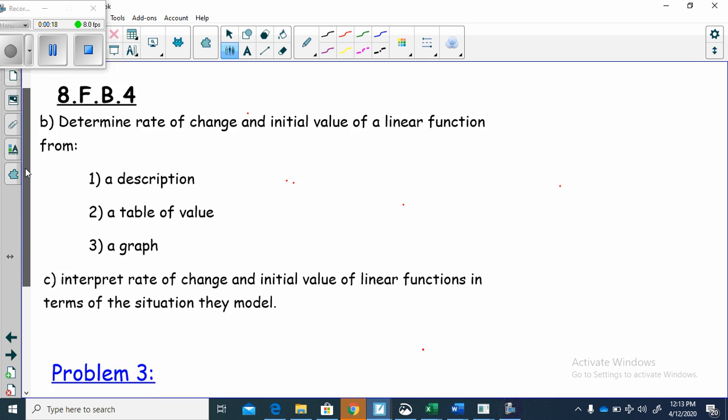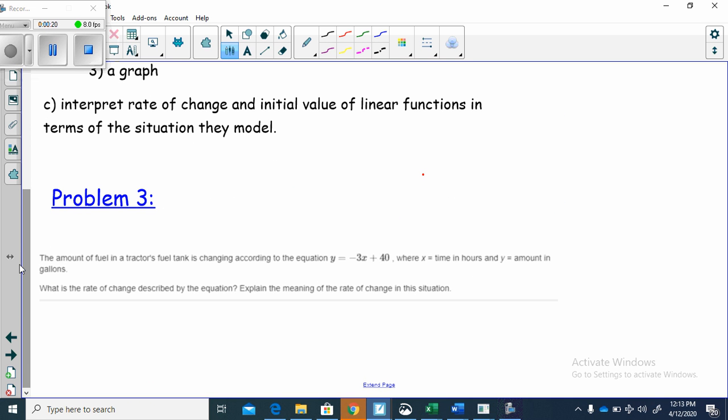This problem says the amount of fuel in a tractor's fuel tank is changing according to the equation y is equal to negative 3x plus 40, where x is time in hours and y is the amount in gallons. What is the rate of change described by the equation?